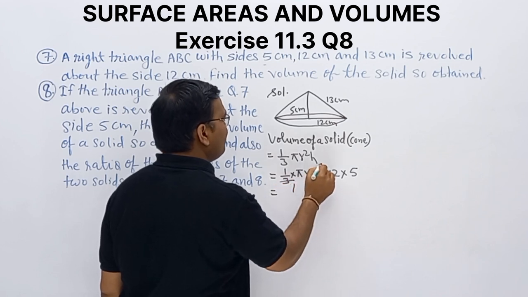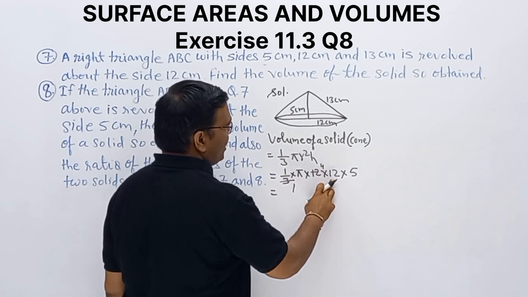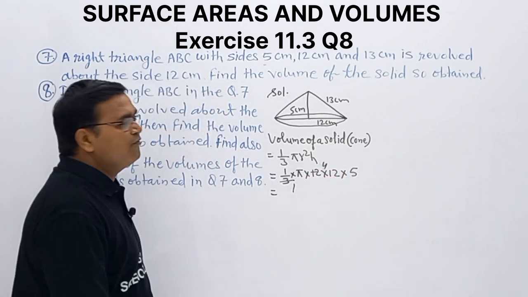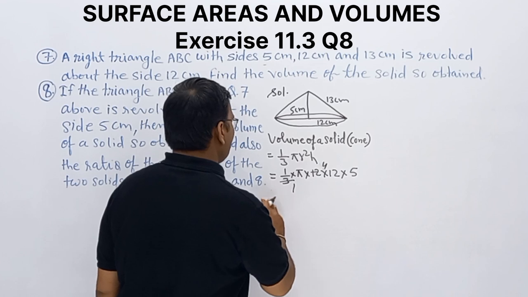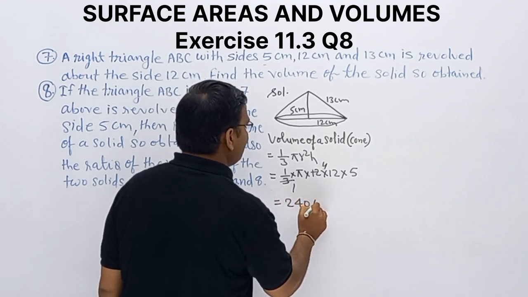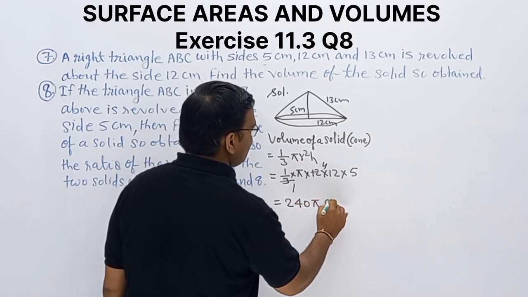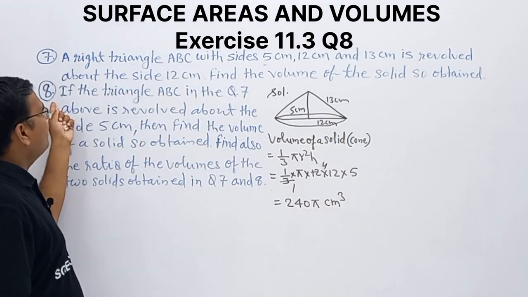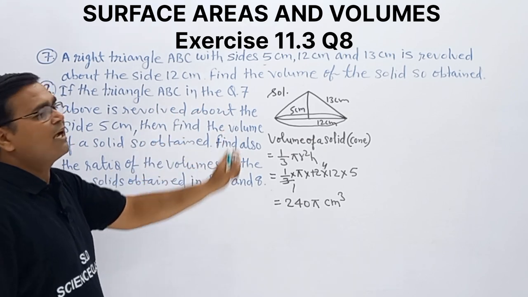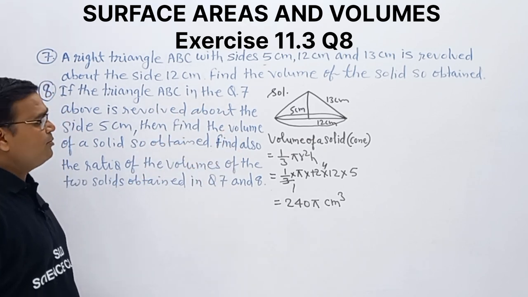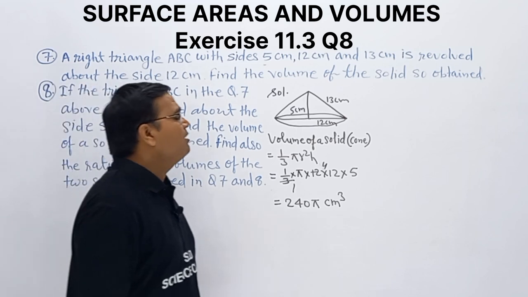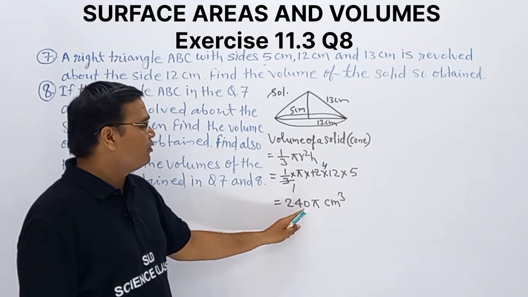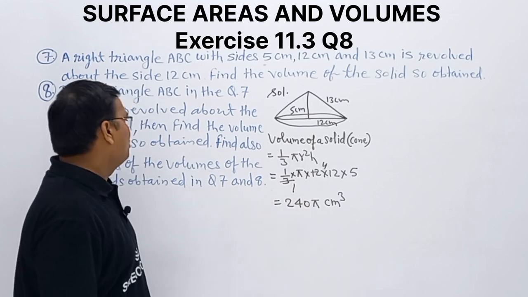3 ones are 3, 3 fours are 12. So we get 12 fives are 60, 4 sixties are 240. So we get 240 pi, and all sides are in centimeters, so the unit of volume will be centimeter cube. So for question number 8, once we revolve the right triangle about the 5 centimeter side, we get a cone, and its volume is 240 pi centimeter cube.